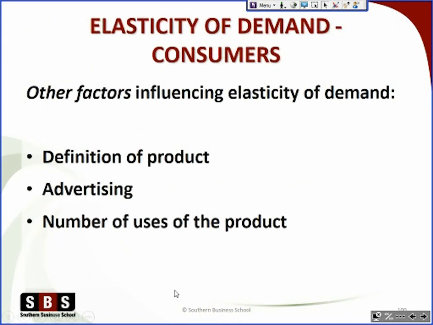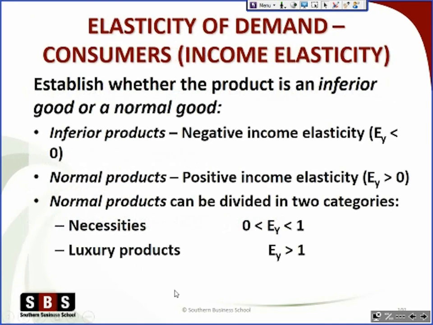And then together with that, it's actually a continuation: the definition of the product, advertising, and the number of uses of the product. You may be asked to list 5, and you can list any of those, for instance. Then that's why I said earlier that it's important to establish whether a product is inferior or a normal good. Now, inferior products, you remember I said hamburgers, have a negative income elasticity. Remember, we're talking about income elasticity. I just want to stress that you have to know what income elasticity is. I think it was also a question.